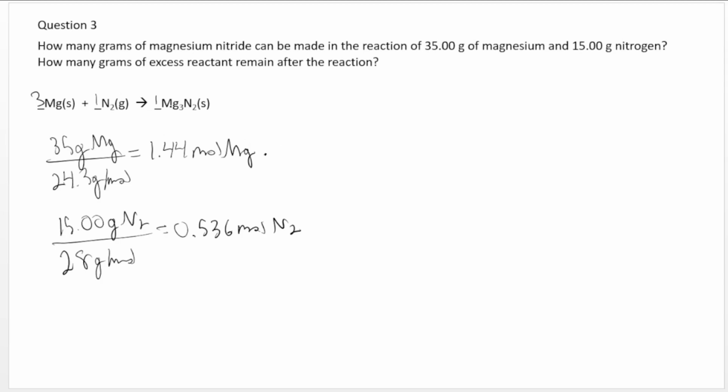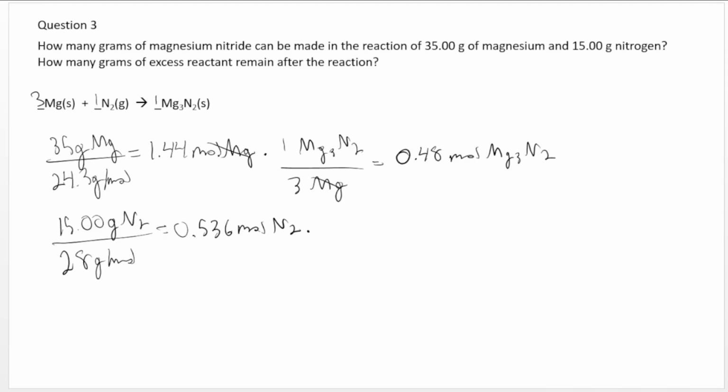So the molar ratio of the product to magnesium is 1 to 3. So to make product, we will divide this by 3. So 1 Mg3N2 divided by 3 Mgs. Mgs cancel out. We end up with dividing this by 3, which is 0.48 moles of Mg3N2.